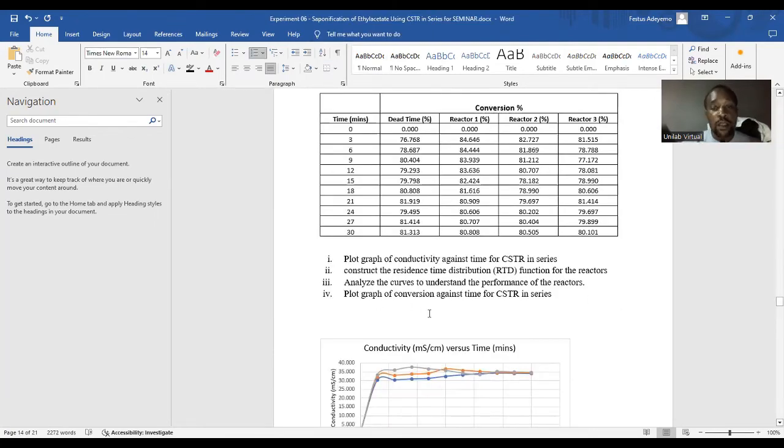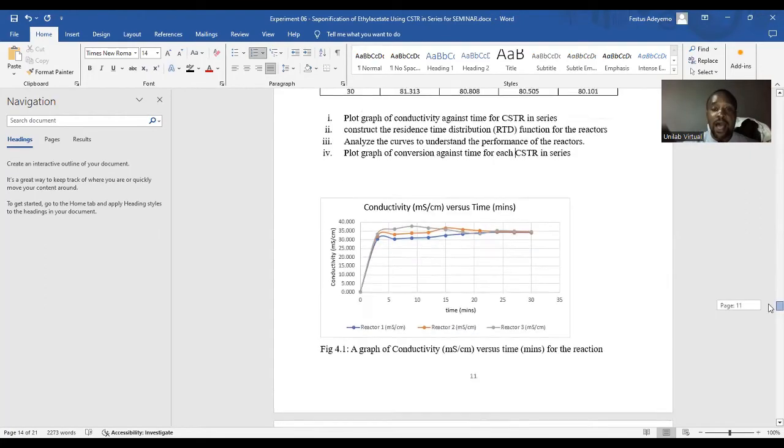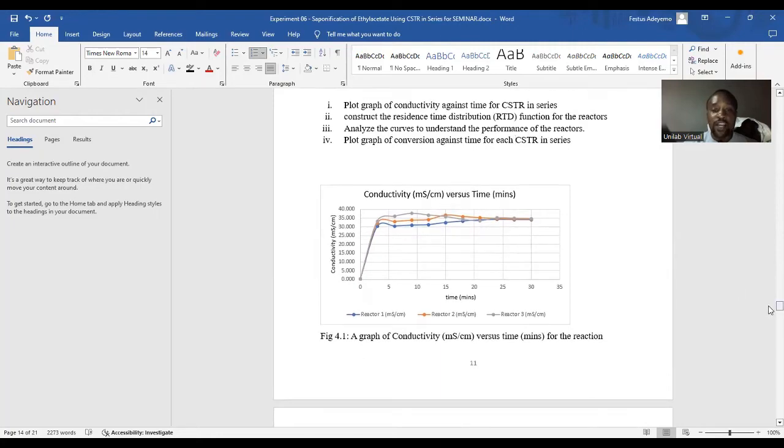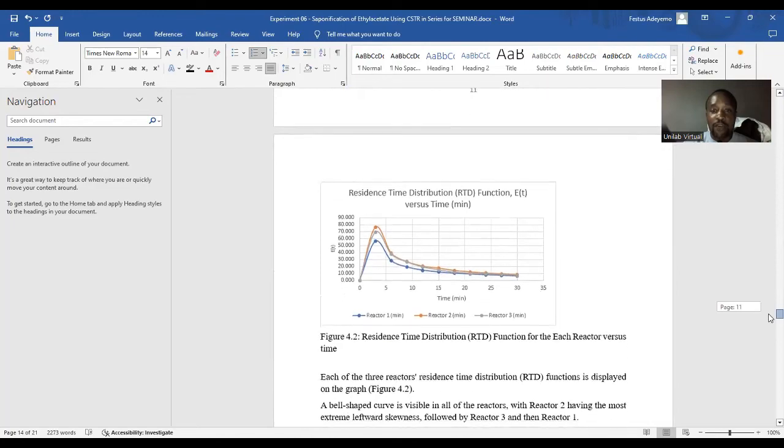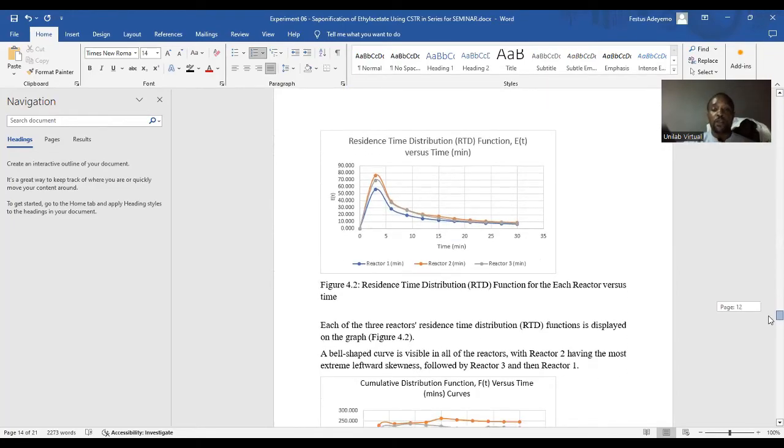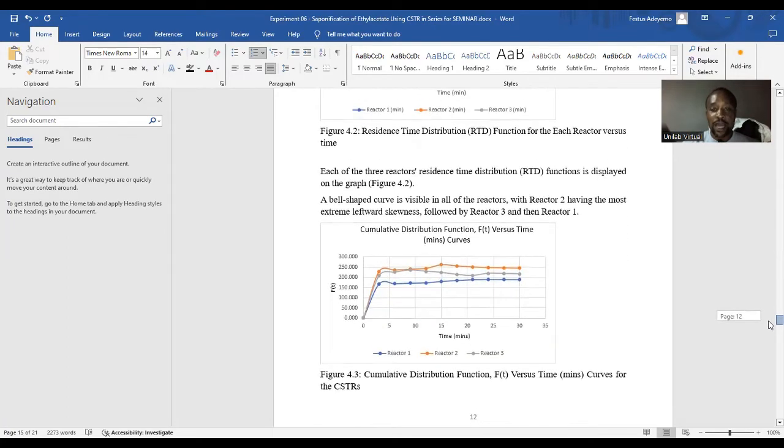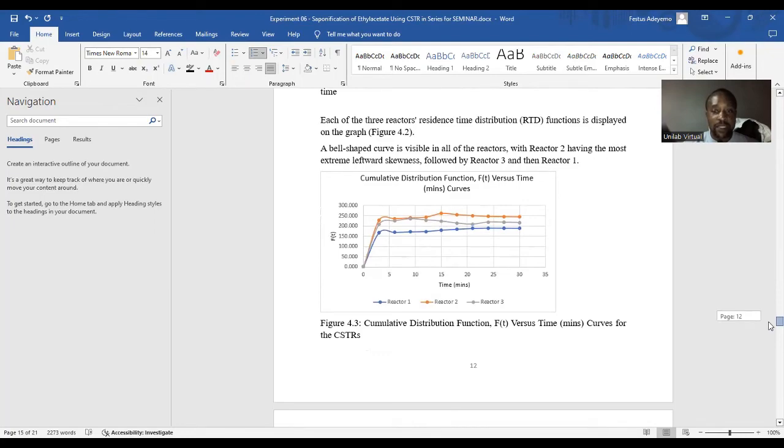We have to plot a graph of conductivity against time for CSTRs in series, also construct the residence time distribution function for the reactors, analyze the curves to understand the performance of the reactors, and plot a graph of conversion against time for each CSTR in series. As depicted in figure 4.1, we have a graph of conductivity versus time for the reaction, showing reactors 1, 2, 3, and then we have figure 4.2, residence time distribution, and other figures that are plotted as expected.